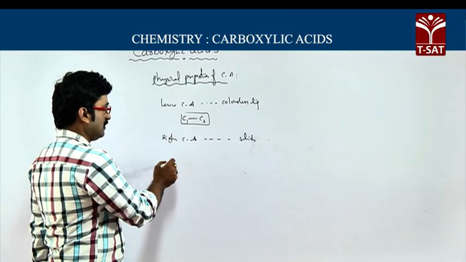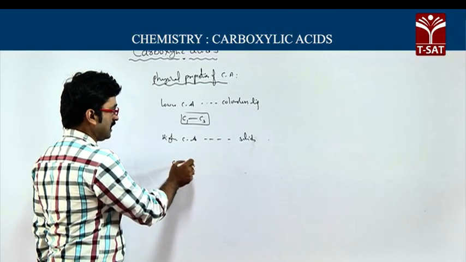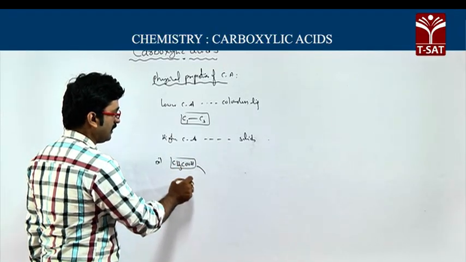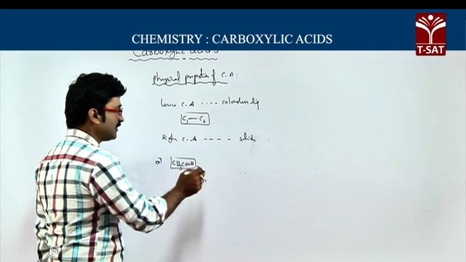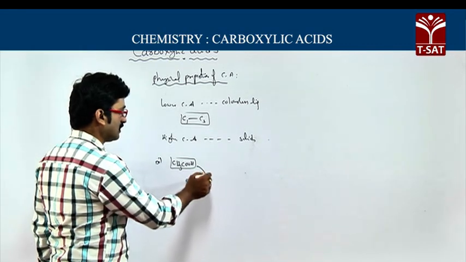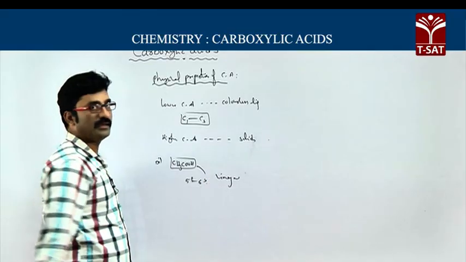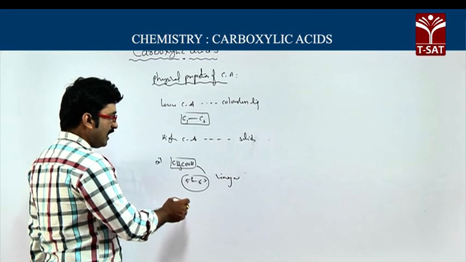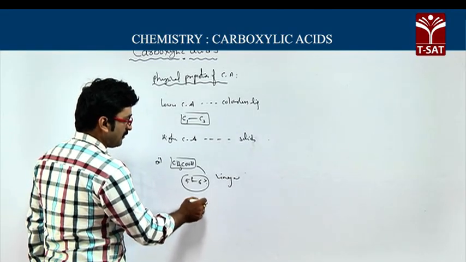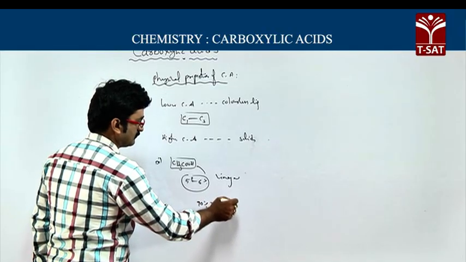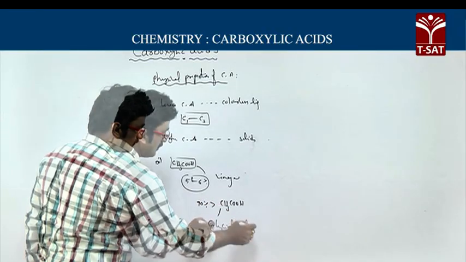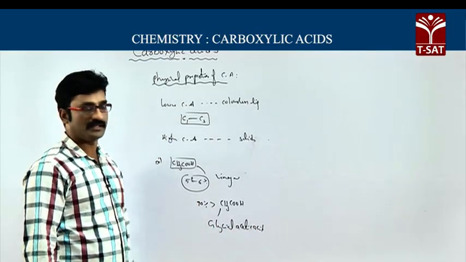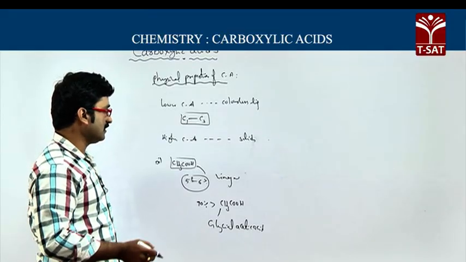Now when it comes to acetic acid, dilute acetic acid is called vinegar. Nearly 5 to 6% of acetic acid is called what? Vinegar. Vinegar is nothing but 5 to 6% of acetic acid, and more than 90% acetic acid is called glacial acetic acid. It means more than 90% pure acetic acid is called glacial acetic acid.